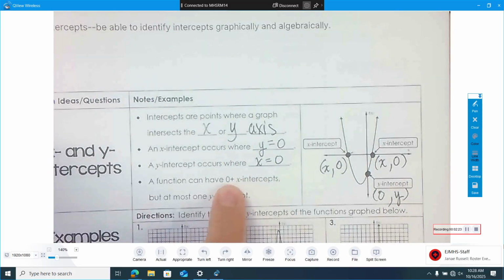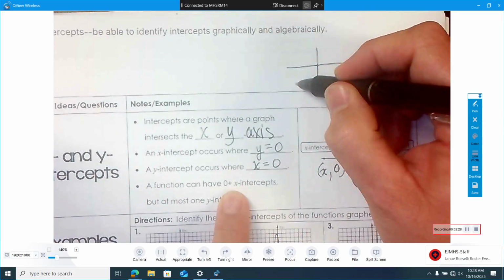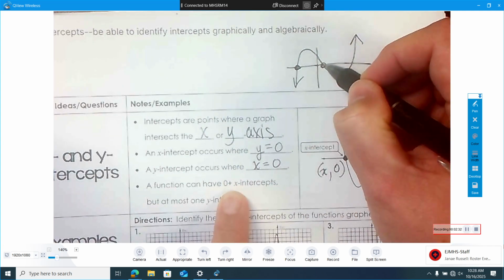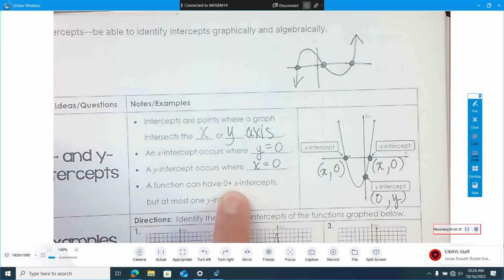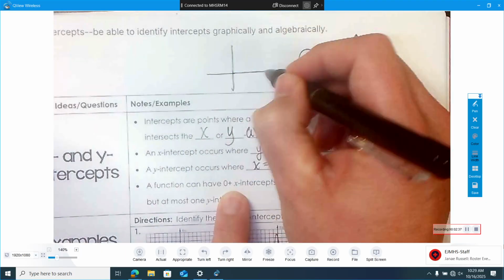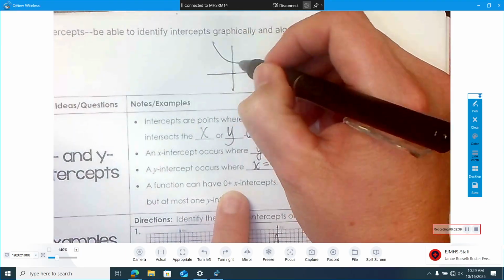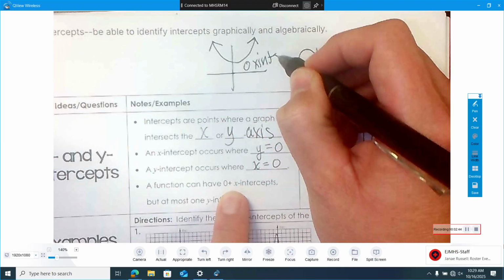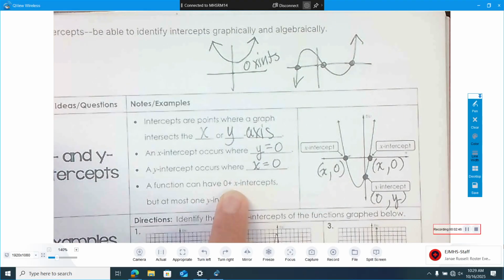A function can have 0 or more x-intercepts. If we had a cubic function like this, it would have 1, 2, 3 x-intercepts. It could also, maybe I have a parabola that's floating up above the axis and we have 0 x-intercepts, okay? That would be imaginary because they're not really there, okay? They're imaginary intercepts, all right? So we can have 0 or more intercepts.